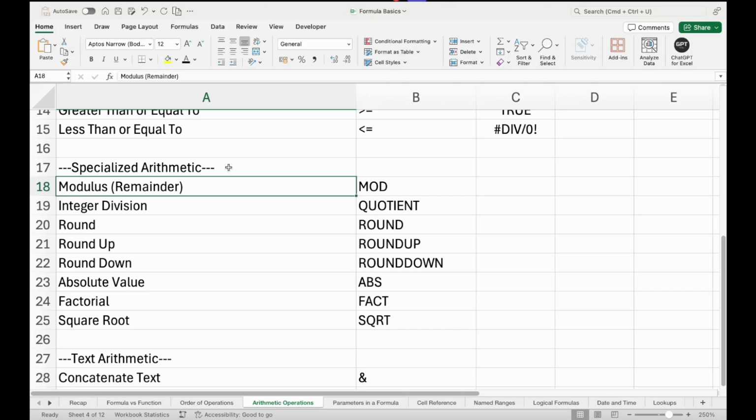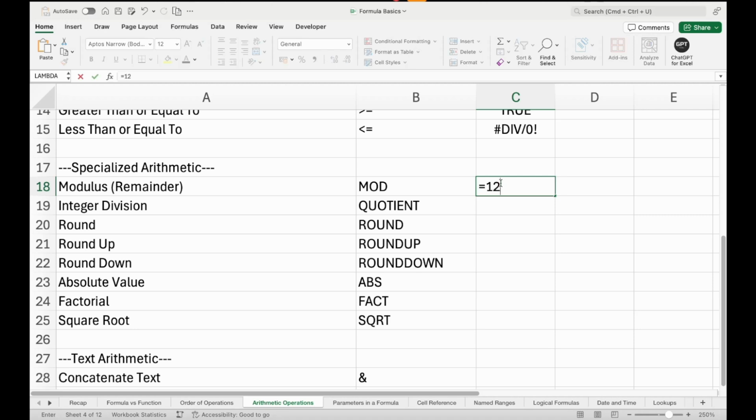Let's see some of the specialized arithmetic operators. So the first one is modulus. Modulus, or remainder, is if you divide a number by another number, whatever the remainder is will become your answer, right? So if I divide the number 12 by 10, it will take 10 times 1 to be 10. I cannot say 10 times 2 because it will become 20, which is greater than 12, right?